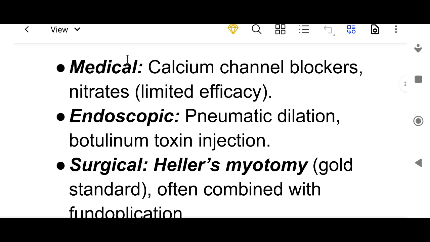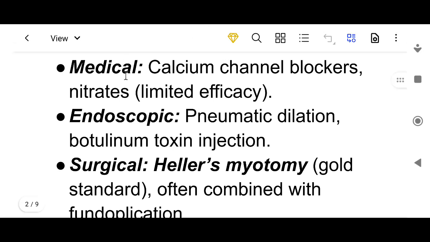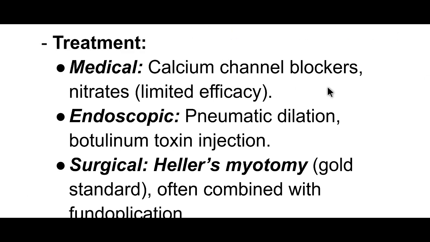Now, treatment. Medical treatment: calcium channel blockers or nitrates. Endoscopic treatment: pneumatic dilation, botulinum toxin injection. Botulinum toxin injection should be applied on the lower esophageal sphincter to relax it.